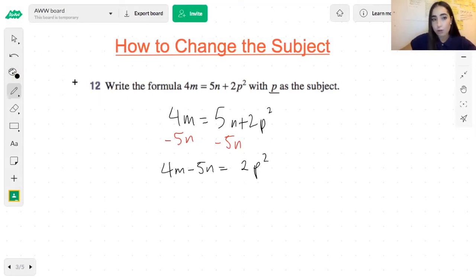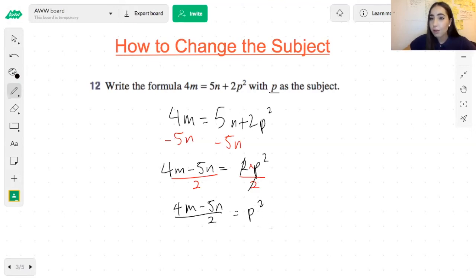Let's get rid of that 2. Because the 2 is being multiplied with the p squared, we're going to divide by 2. Make sure you divide every term by 2. So the left-hand side becomes 4m minus 5n over 2. The right-hand side becomes p squared because those cancel.